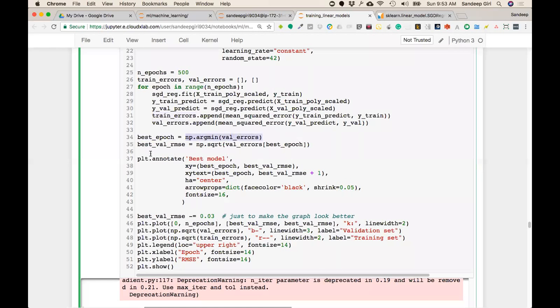Similarly, for this particular index, we find the value of the error and compute the square root of it. That's our best root mean square value. So these are the two things we found: the index on which the best value occurred and what the best value is. Then we are saying plot dot annotate.